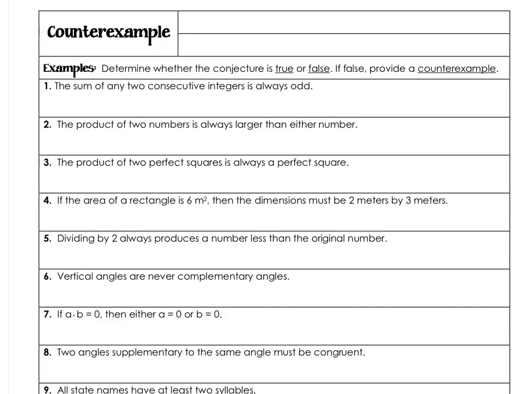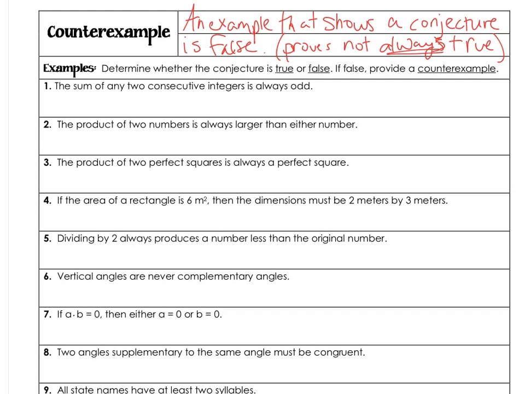We are going to use counterexamples when we need to prove that a conjecture is false. So a counterexample is really just an example that shows that the conjecture is false. So it's a very specific example. So try to think of it as what example is going to prove that the statement is not always true in all situations. So for the very first one, we need to determine whether the conjecture is true or false, and then if it is false, we need to provide a counterexample.